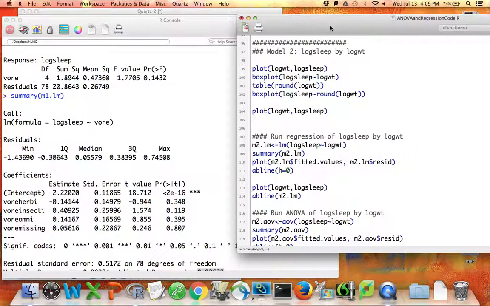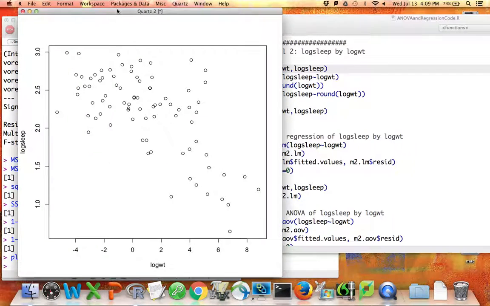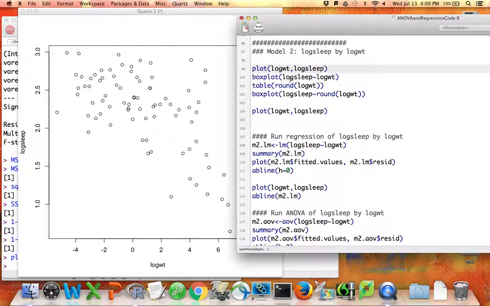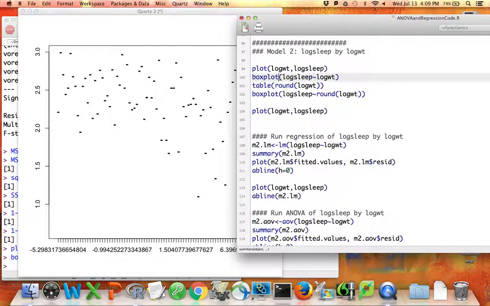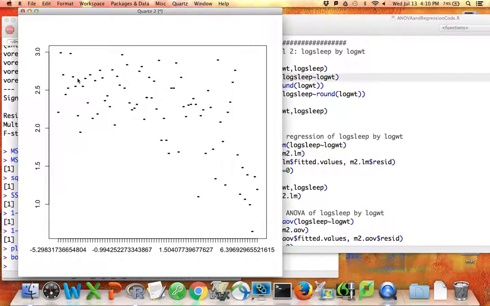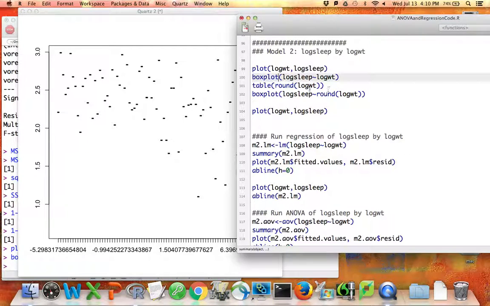Next, I'm going to run a model that looks at log sleep by a different predictor, in particular log weight. So let's look again at the plot of log weight and log sleep. Here we go. So we've got this negative correlation. I can try to make a box plot of log sleep by log weight. That's just going to look silly, just to point that out, because log weight is a continuous variable. What it's trying to do is, for each different value of log weight, show a box plot of log sleep, but every animal has a different value of log weight, so that's not working particularly well. These are all lots of tiny box plots, just to show you that doesn't always work.